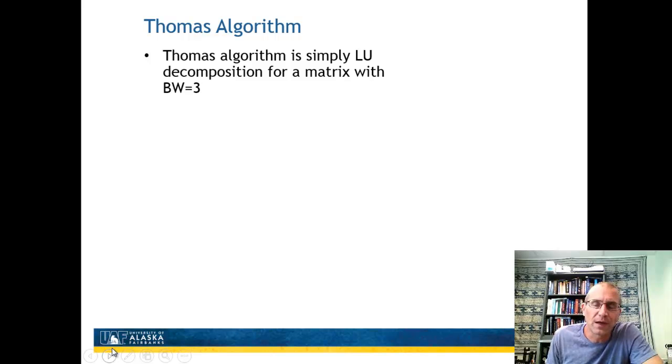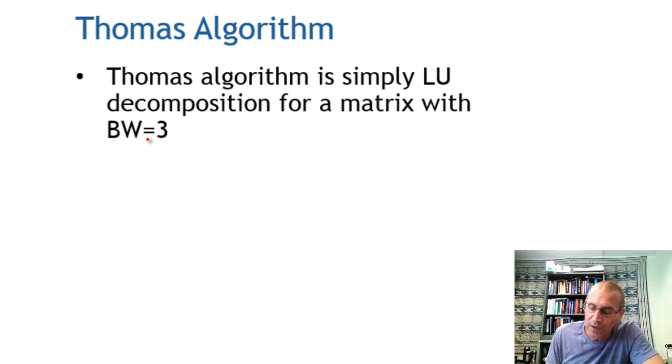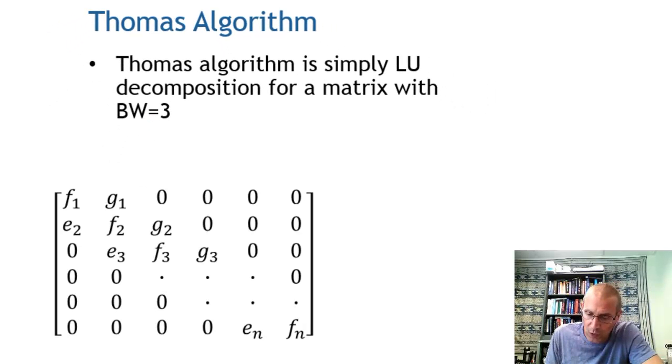All right, so first I want to talk about a couple algorithms before I get to Gauss-Seidel. First I want to mention is the Thomas algorithm. And the Thomas algorithm is simply LU decomposition for a matrix where we've got the bandwidth of 3. So that means I have a diagonal band, and I've got a half bandwidth of only equal to 1.